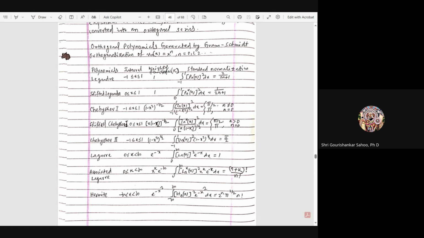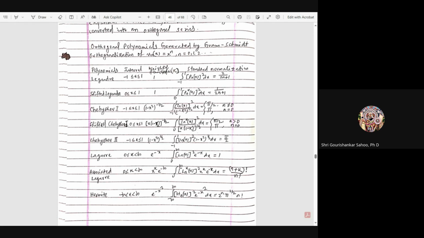Orthogonal polynomials generated by Gram-Schmidt orthogonalization, where un as a function of x is equal to x to the power n, with n equal to 0, 1, 2, are shown on the screen: Legendre, shifted Legendre, Chebyshev 1, shifted Chebyshev 1, Chebyshev 2, Laguerre, associated Laguerre, and Hermite. Okay. The interval for Legendre is minus 1 less than or equal to x less than or equal to 1, and for Hermite minus infinity less than x less than infinity.